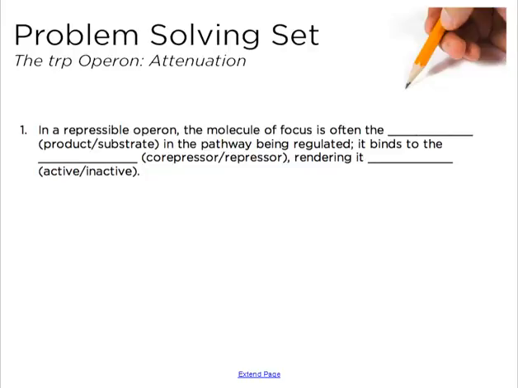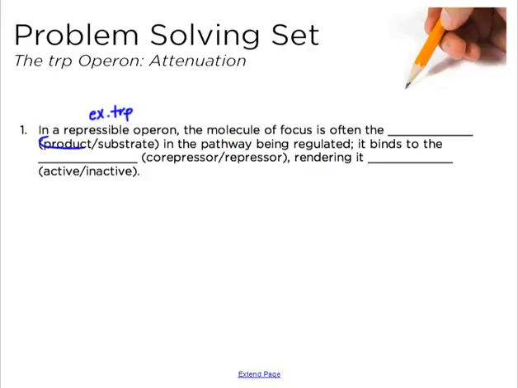Question 1. In a repressible operon, the molecule of focus is often the product or substrate in the pathway being regulated. It binds to the co-repressor or repressor, rendering it active or inactive. So we're going to go ahead and pick the correct term for each of these blanks. So a repressible operon, for example, tryptophan, which is the operon of focus for this chapter, the molecule of focus is often the product of the pathway, right?